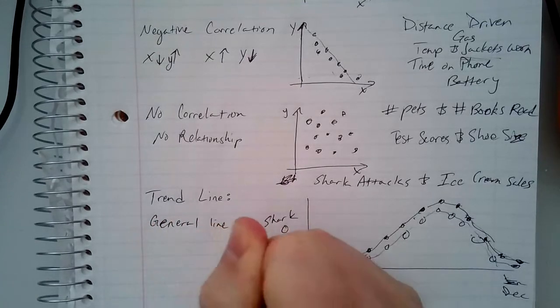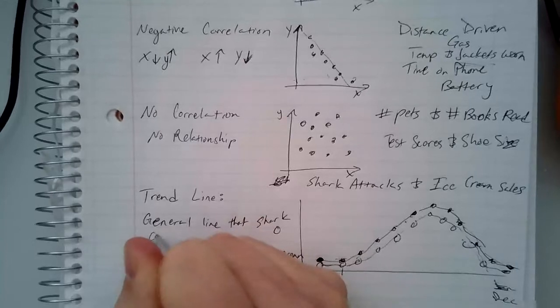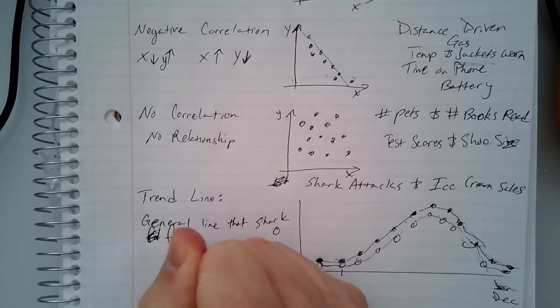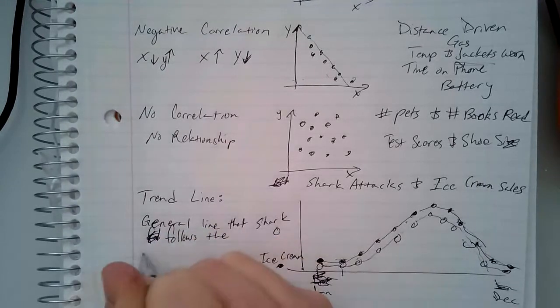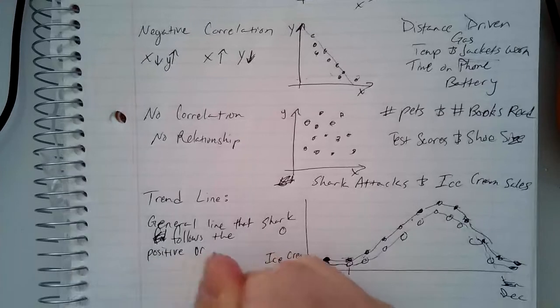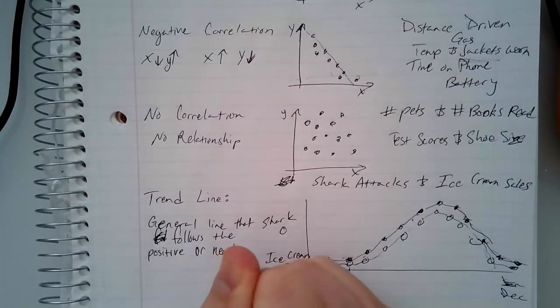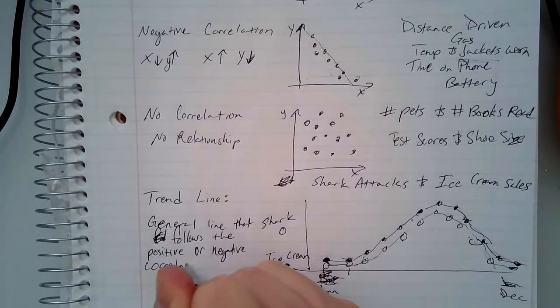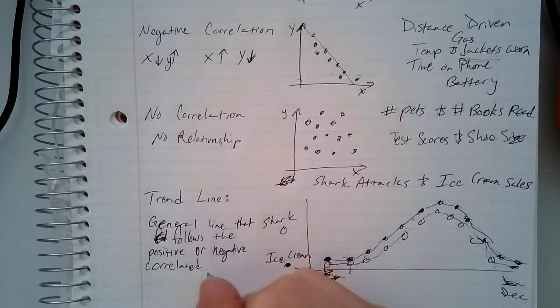line that follows the positive or negative correlated points.